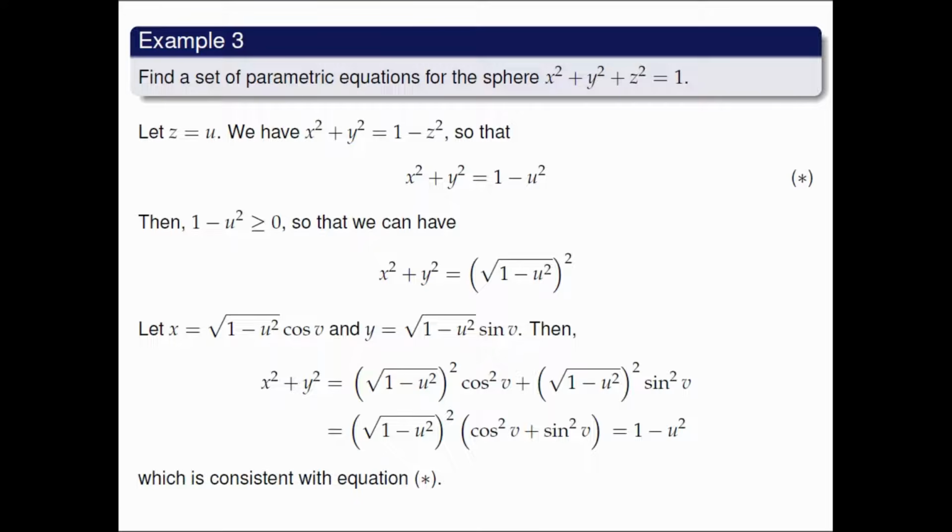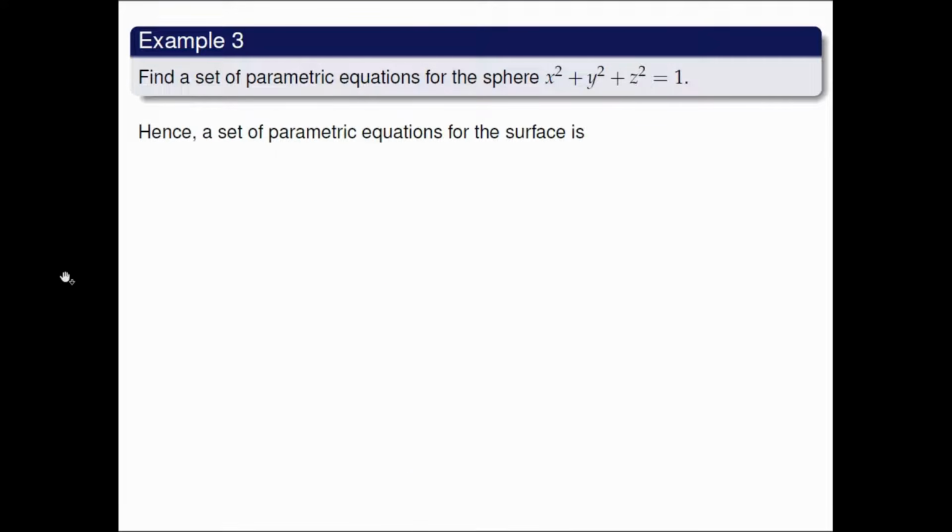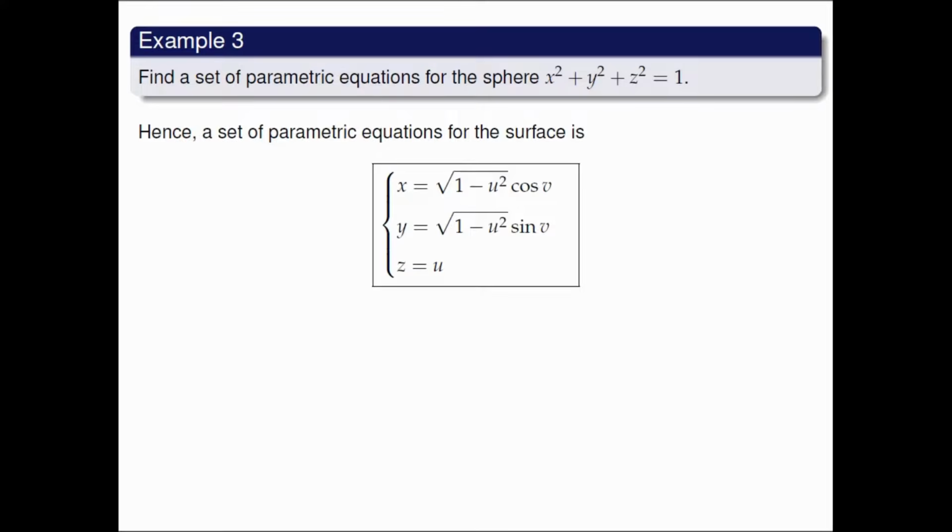That means we can use these equations to parameterize the surface. And we now get parametric equations using this equation and these two equations. Hence, a set of parametric equations for the surface is x equals square root of 1 minus u squared cosine v, y equals square root of 1 minus u squared sine v, z equals u.